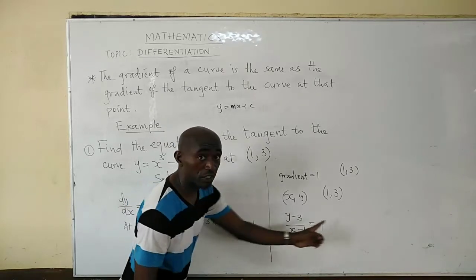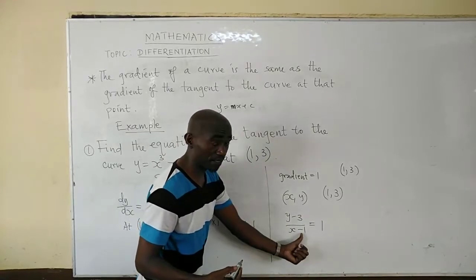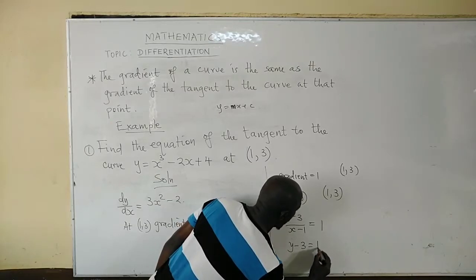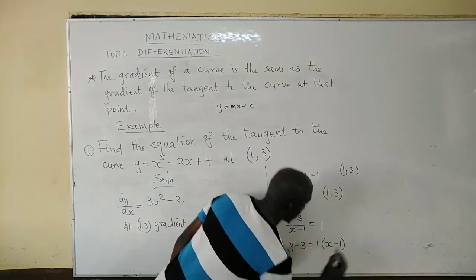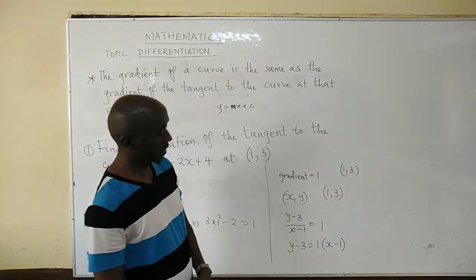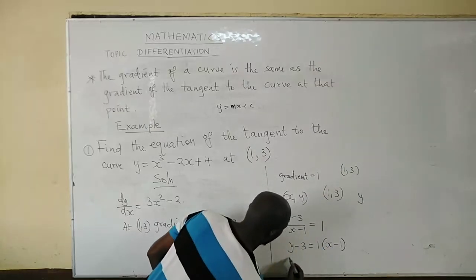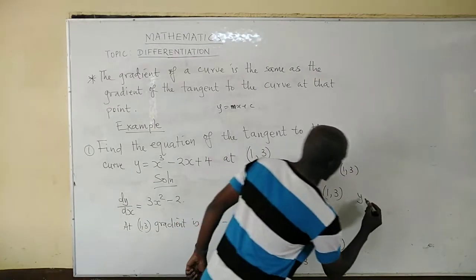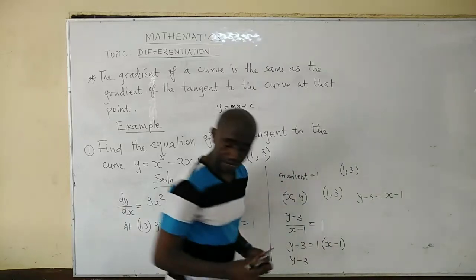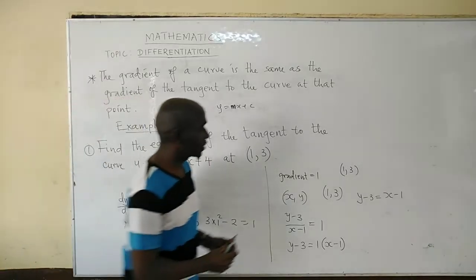So you can simplify by multiplying both sides by x minus 1. If you multiply this side by x minus 1, this one disappears. Then multiply that side by x minus 1. So on this side we shall have y minus 3 equals 1 times x minus 1. Then simplify. We shall have y minus 3 equals x minus 1.